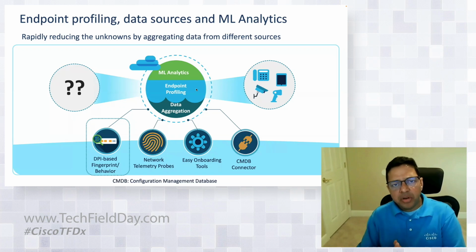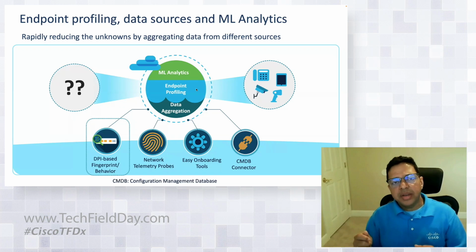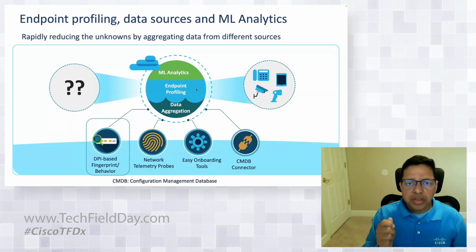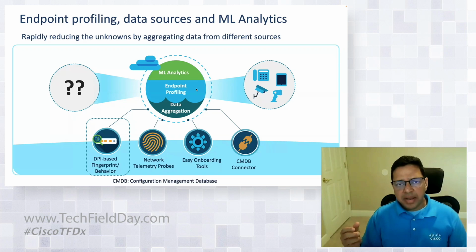The third one is easy onboarding tools. By easy onboarding tools, what I mean is that if there is a user or a device owner, they can register the device in a simple form with a MAC address and maybe an endpoint type with a few other details. They can also register in bulk. In certain cases, in a large enterprise, they do not want to register the devices one by one, and they want to use something called the configuration management database, where they want all the new IoT devices to be registered. Endpoint analytics can gather information from there as well.